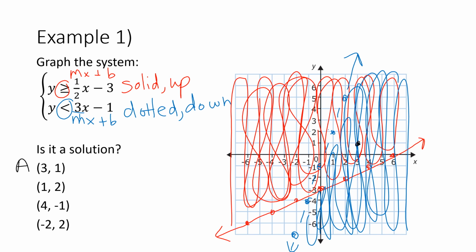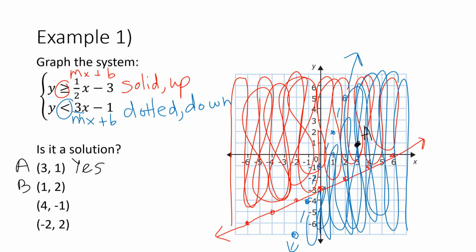So if I plot point A over here, (3, 1), notice how it falls in the section that's red and blue. That is a solution to our system. So is it a solution? Yes, (3, 1) is a solution.